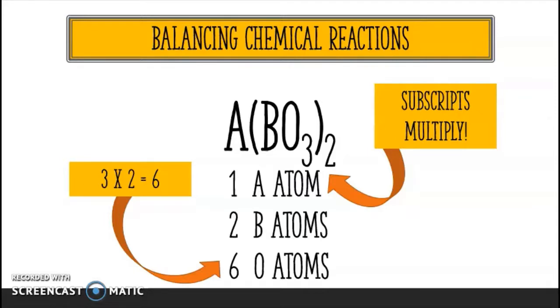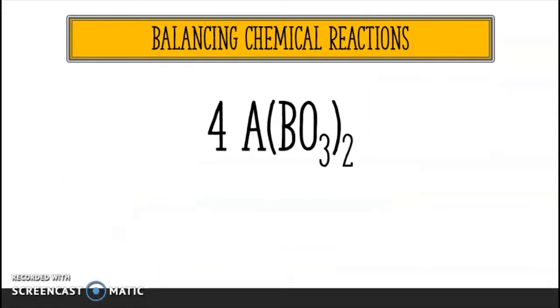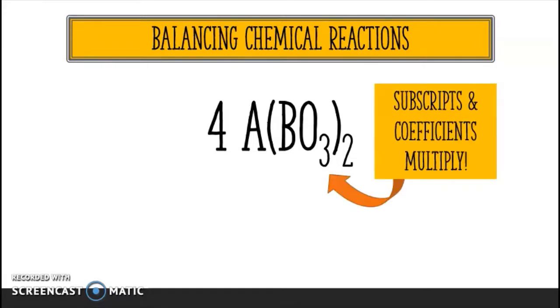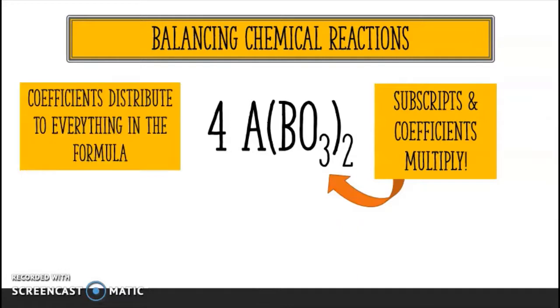All right, how about one more very complicated example? How about this? My goodness, look at all those numbers. All right, so what do we do? A couple reminders. First of all, both the coefficients and the subscripts will multiply. All of the numbers multiply together. We just need to figure out which numbers apply to which atoms.